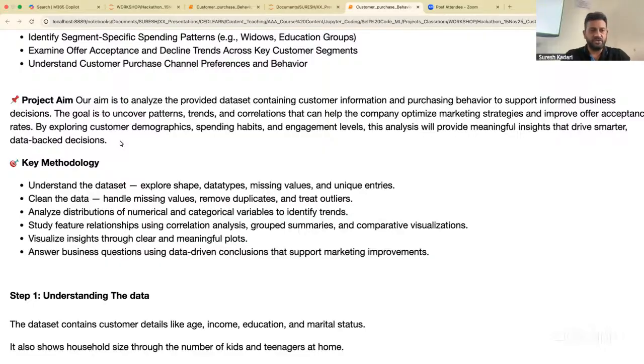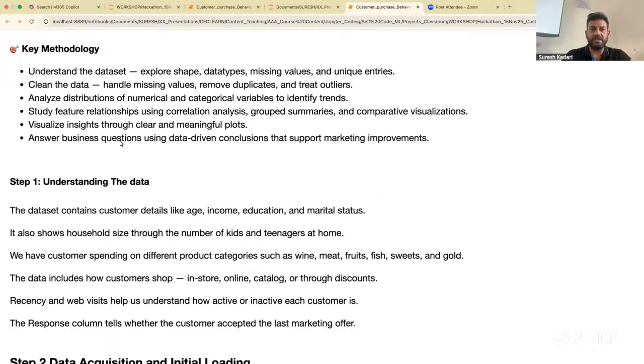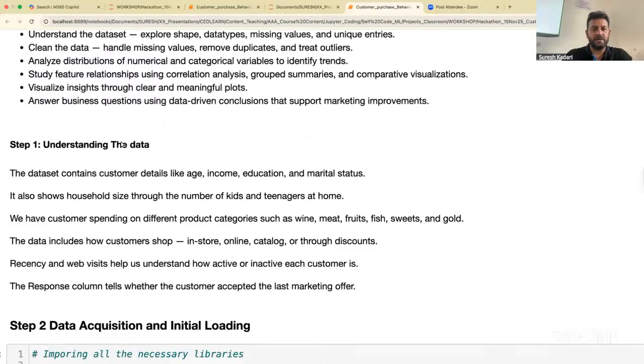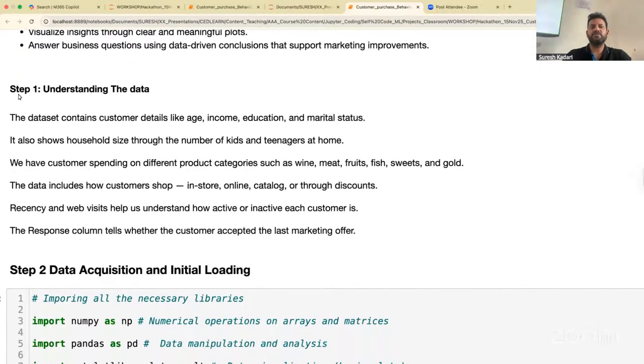So whoever has not done this, take it as a challenge. That means you are not market ready. Forget about jobs, first of all, for the interviews you are not ready. So get ready. First we are talking about step one, understanding the data.